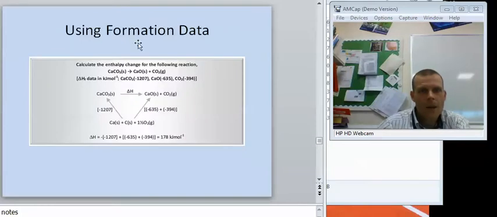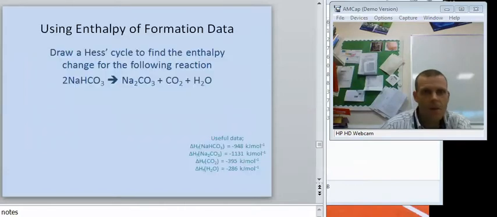Right, formation data. Again, thinking what the definition of an enthalpy of formation looks like, it's forming 1 mole of a substance. So if we've got the enthalpy of formation of calcium carbonate here, forming 1 mole of that coming from these, then the arrow is going to be pointing up the way. So there's an example, and this will be one that you can try. Pause me and have a go at this.